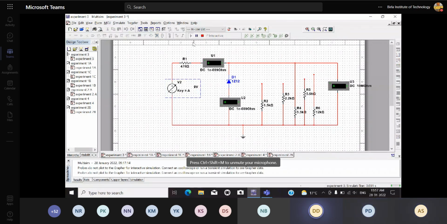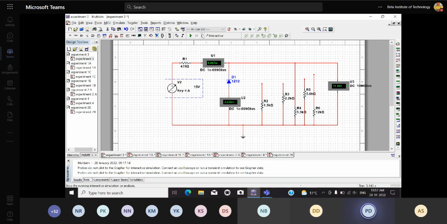Just vary the voltage up to 15 volt. But here, okay, 11.8. Okay, so that is correct. You have to take the readings for all this, and you have to plot the graph. Then you have to show that it is fixed at 11.881. Okay, ma'am. Experiment 4 I have to show.